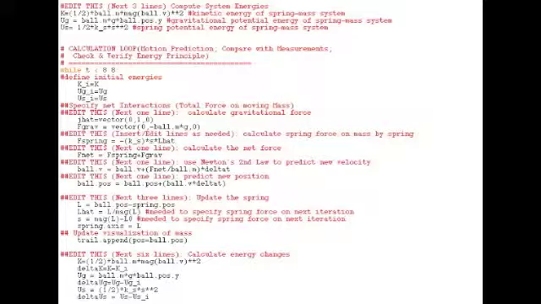The while loop is then run for 8.8 seconds, and the initial energies are represented as K, Ug, and Us. The F spring is Hooke's law, and F net is F spring plus F grav. The ball position is updated by ball.pos equals ball.pos plus ball.v times delta t.